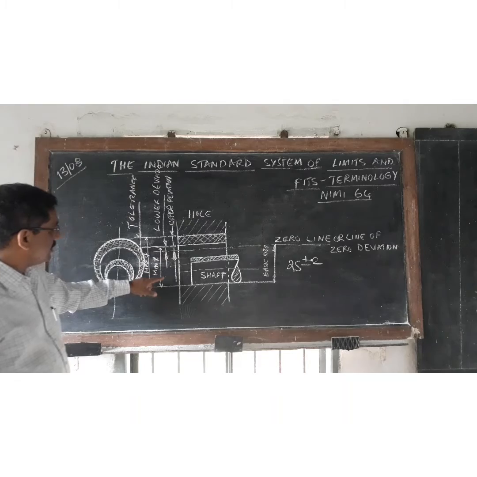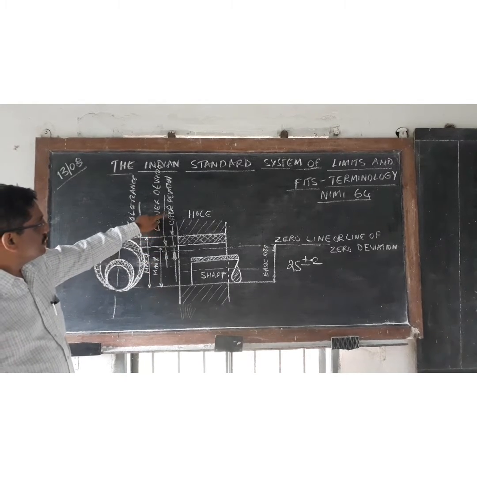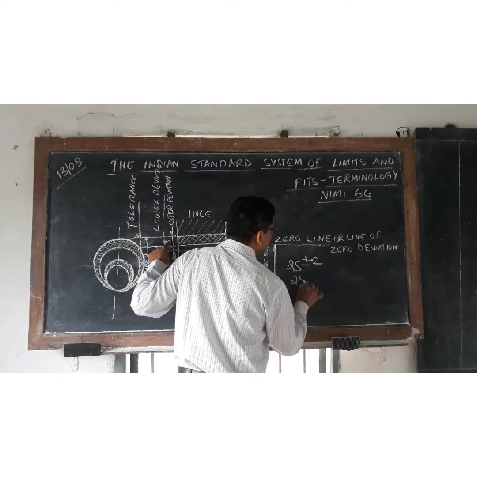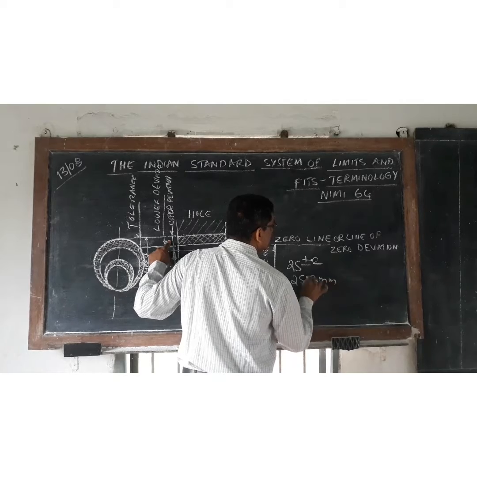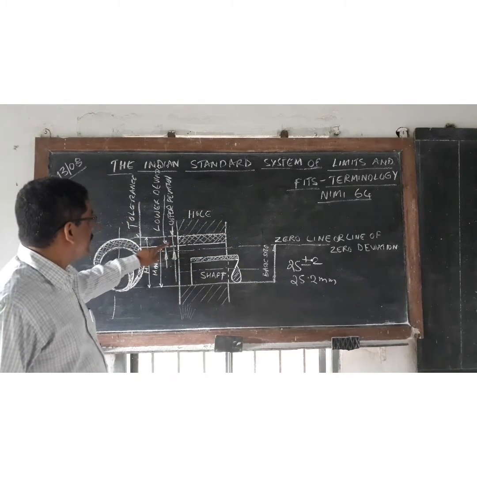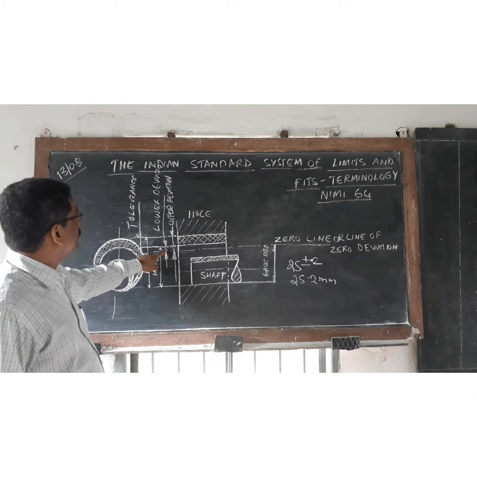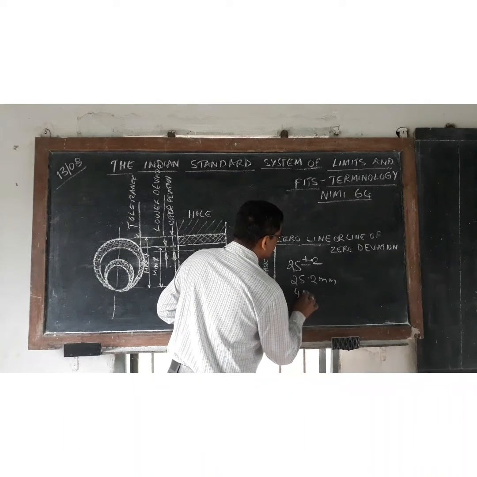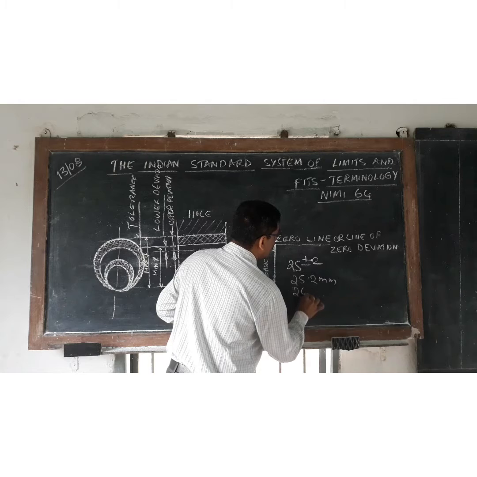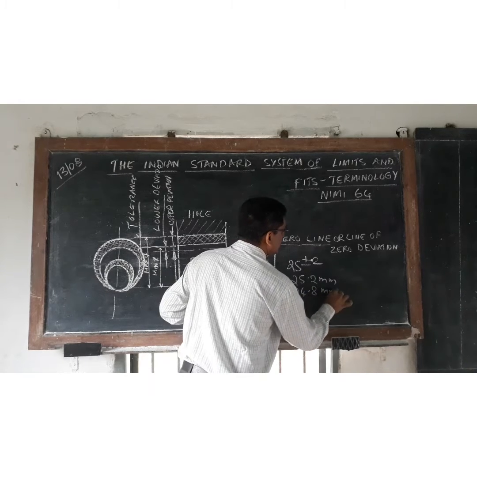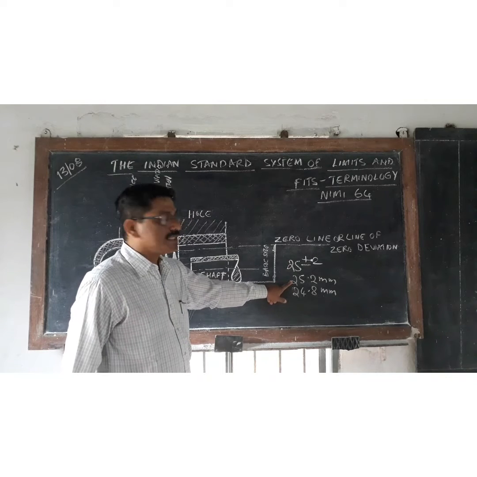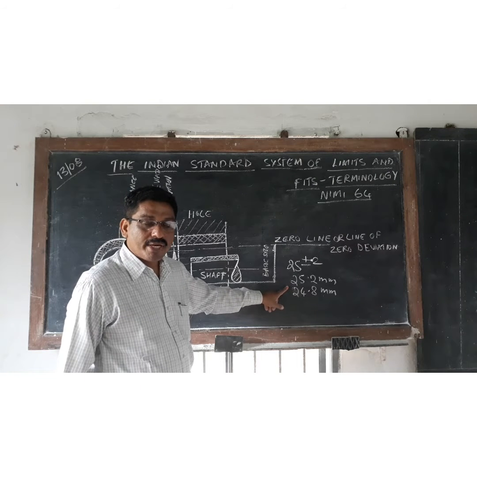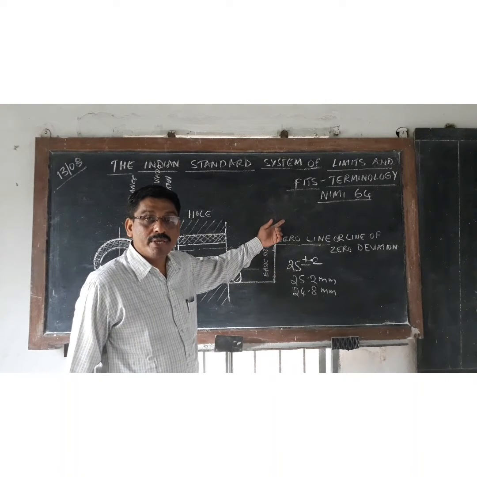This is the upper deviation. You can go up to the size of 25.2 mm. That is called upper deviation. Lower deviation means minus 0.2, so 25 becomes 24.8 mm. So 25.2 mm is the upper deviation, 24.8 is the lower deviation. So you can maintain 24.8 also, or else you can maintain 25.2 also.